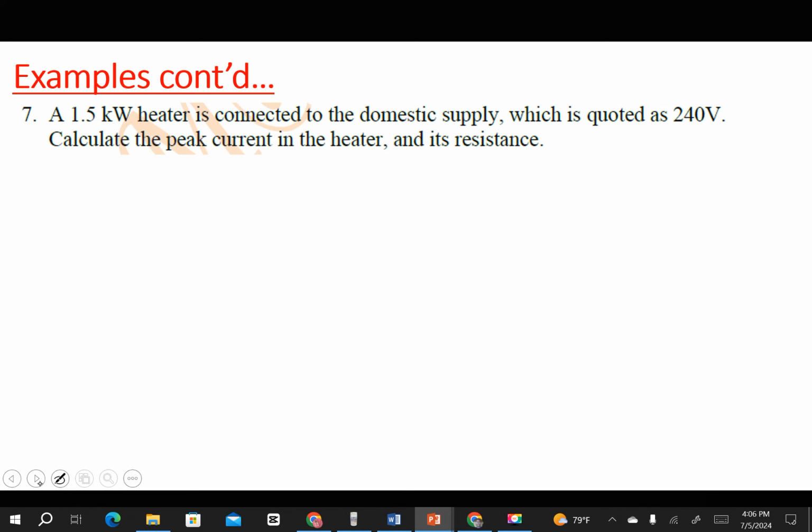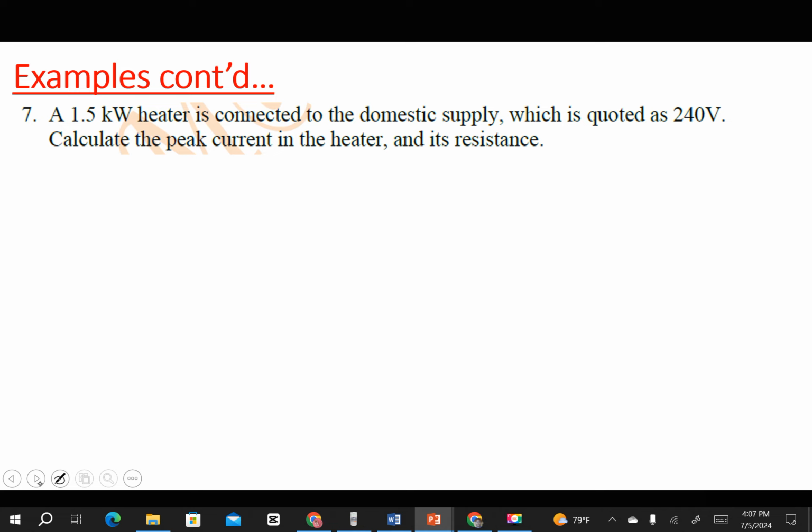So a 1.5 kilowatt heater is connected to a domestic supply, which is quoted as 240 volts. And remember, I mentioned that what is quoted is not the peak, it is the root mean square value. What is quoted in domestic power supplies is actually the root mean square value. So calculate the peak current in the heater and its resistance.